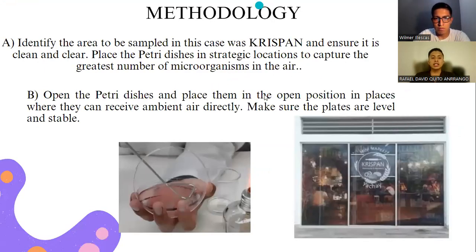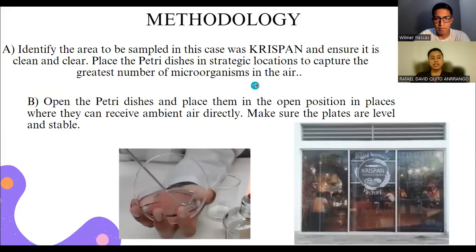Our methodology for this practice: letter A, identify the area to be sampled, in this case Krispan, and ensure it is clean and clear. Place the Petri dishes in strategic locations to capture the greatest number of microorganisms in the air. Letter B, open the Petri dishes and place them in the open position in places where they can receive ambient air directly. Make sure the plates are level and stable.